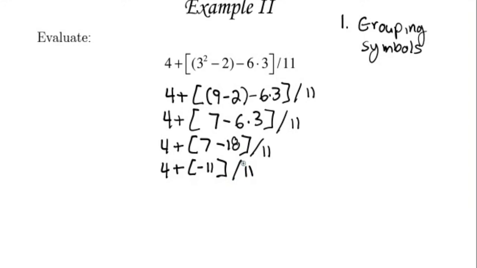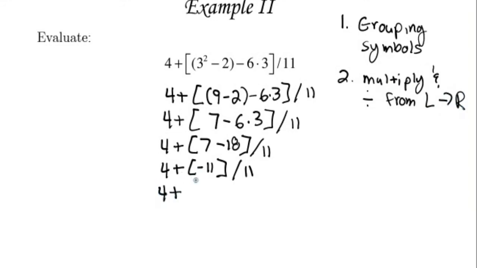Okay, looking at what I have left. I'm going to go back to the beginning of the equation and see that I can't do anything further here. I'm down to negative 11. I could eliminate those brackets, actually, and then I look from left to right and see that I do have some division. So multiply and divide from left to right. Okay, so I have 4, and then I have plus negative 11 divided by 11. So that'd be 4 plus negative 1, or more simply, 4 minus 1.